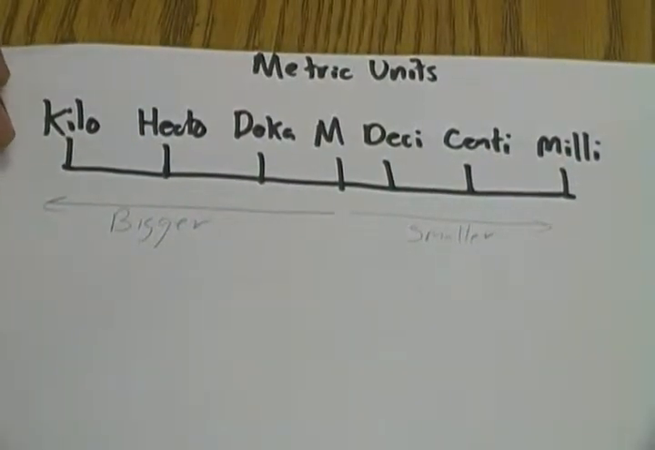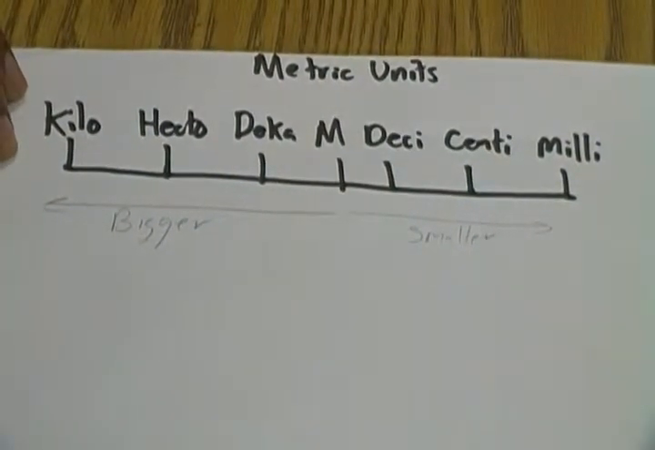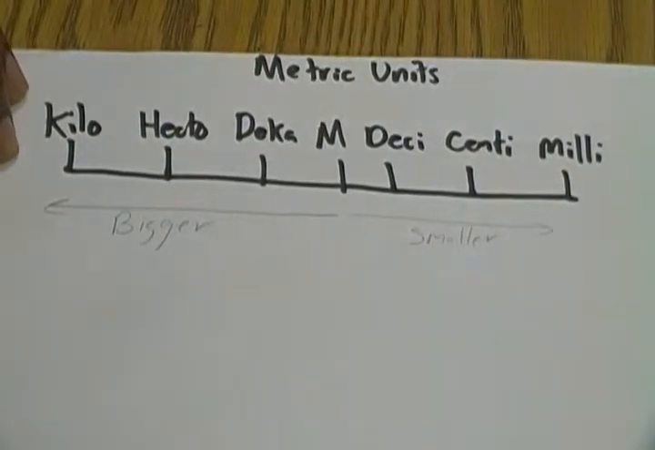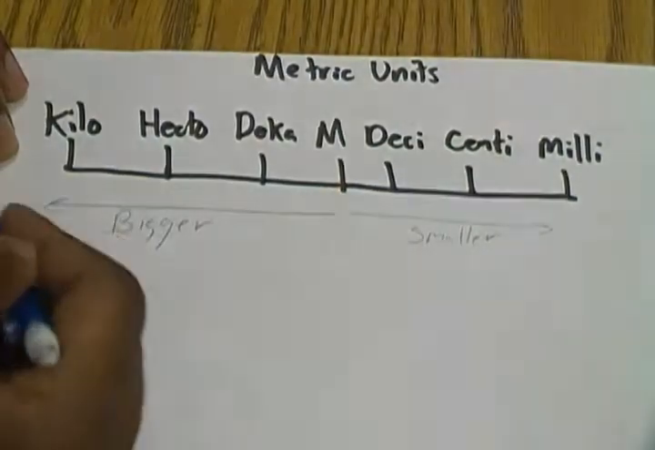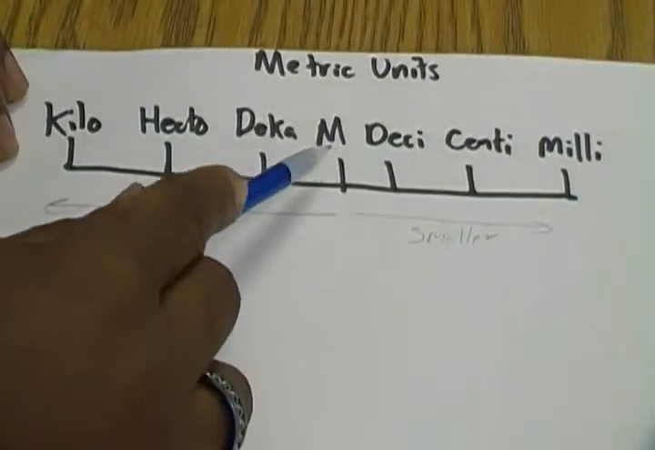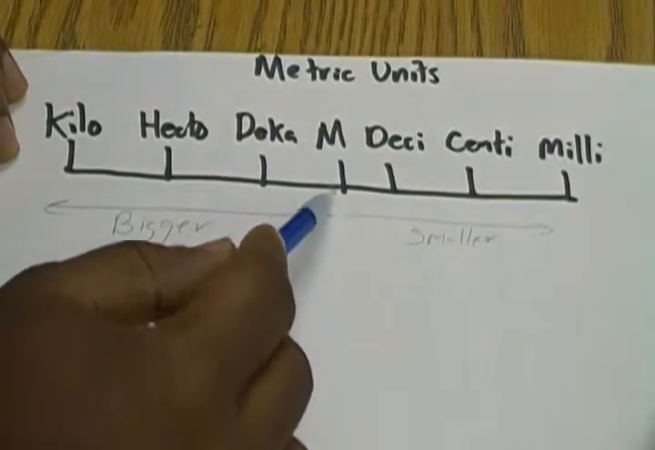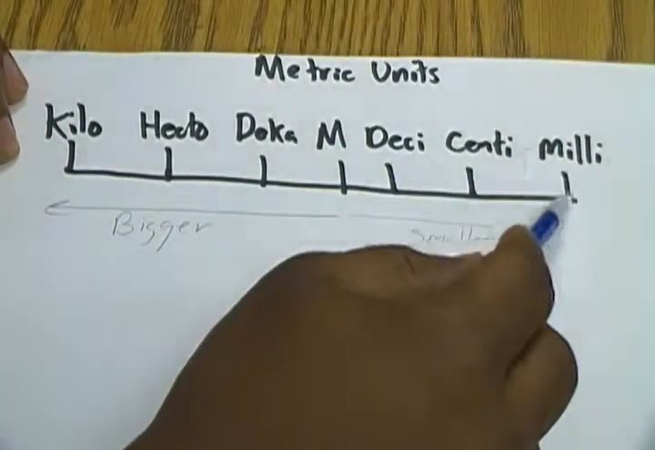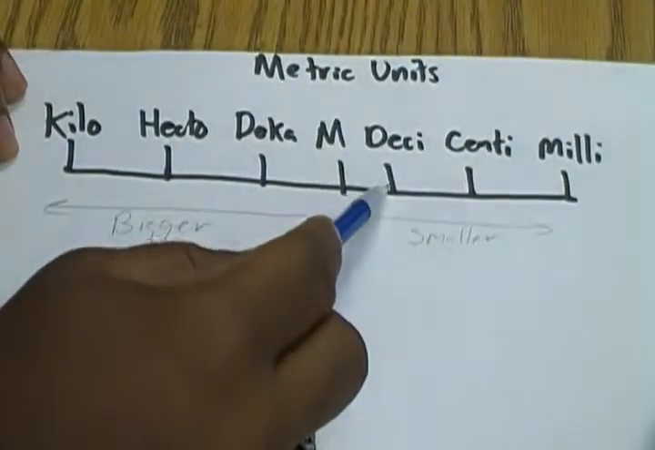Today in math class we started on Unit 8. Unit 8 is dealing with measurement. We're starting off with the metric units. So as you can see, we have our metric units, and this is in meters. So you'll have meter, millimeter, centimeter, decimeter.